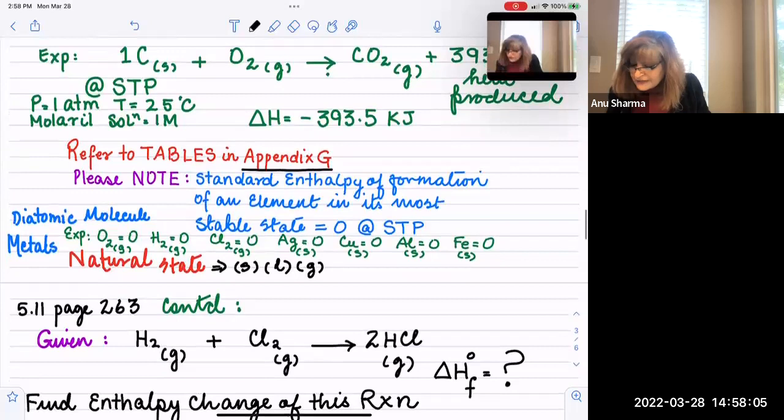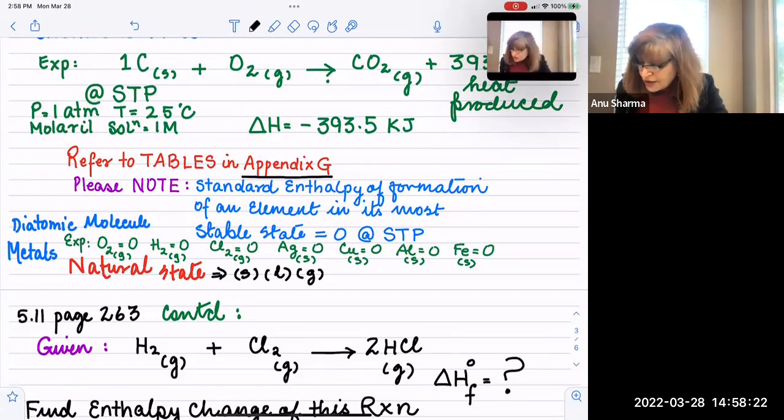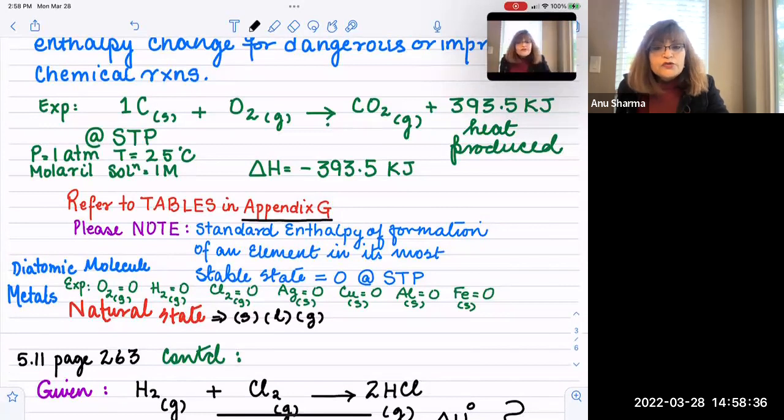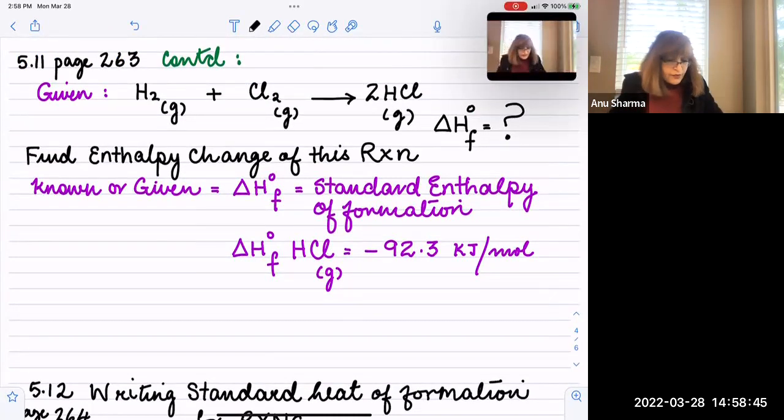Okay. So here, for example, graphite: the natural state of carbon is in the form of graphite, a solid. Oxygen exists as a gas. That's a natural state. Carbon dioxide exists as a gas. So when 1 mole of carbon reacts with 1 mole of oxygen, it gives you 1 mole of carbon dioxide, and it releases about 393.5 kilojoules of heat.